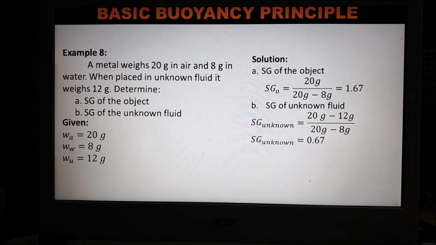So next time, when you encounter this kind of situation where you're going to determine the specific gravity of an object, one way is to use the concept of buoyancy.